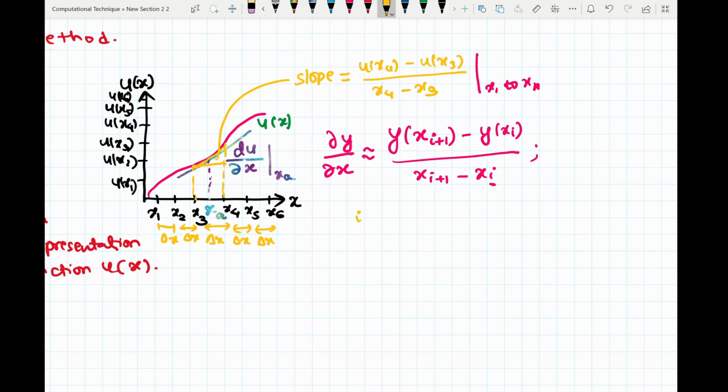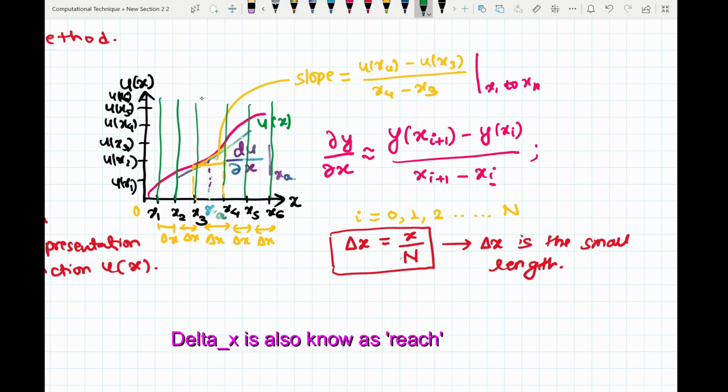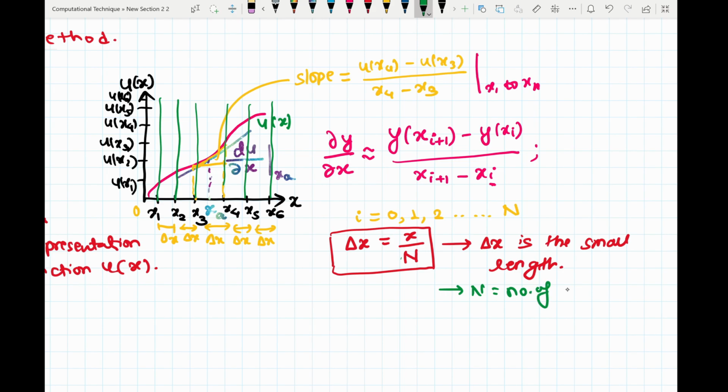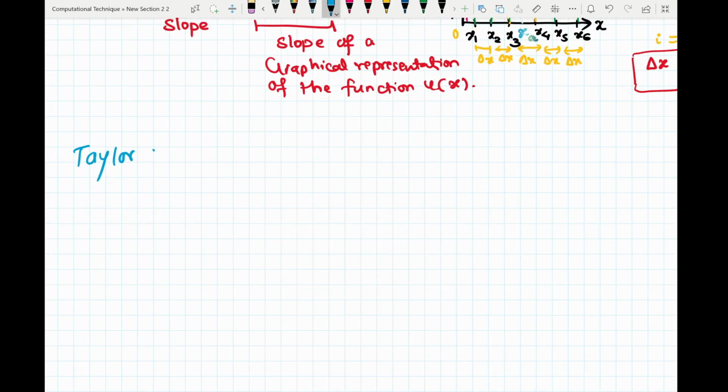So the i here can start from 0, 1, 2 and go to n number of discretizations. Depending upon how many grids you have, your delta x will vary as x divided by n. Therefore, in this graph, you can have n number of grid lines like this, where each spacing will be given by your total length divided by the number of grid lines, and n is the number of discretizations of the length x.